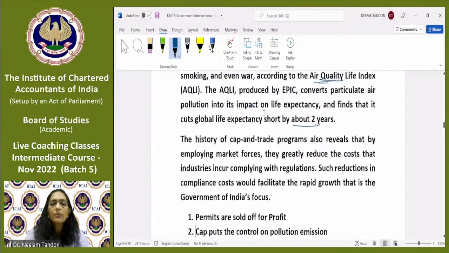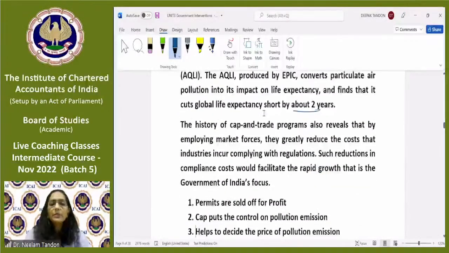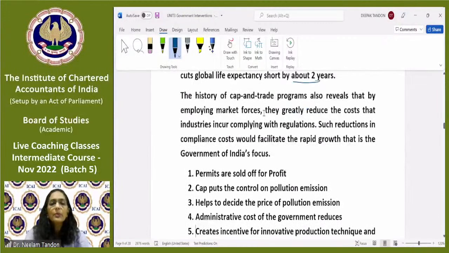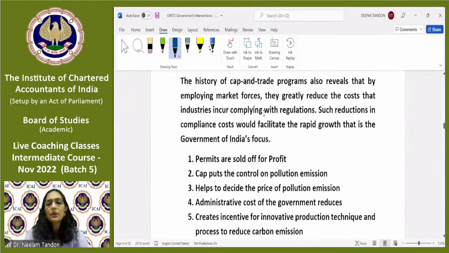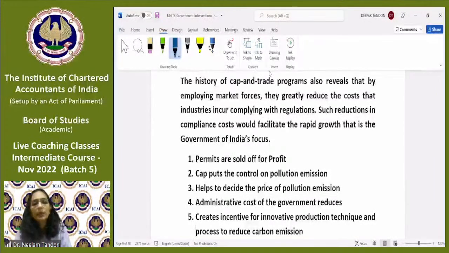So the cap and trade program helped government to overcome the problem of pollution in Surat by real-time monitoring and issuing permits. These permits are tradable and they have a cap fixed, upper limit fixed. That is why it is known as the cap and trade program. Okay, so permits are sold off for profit. Those green firms will sell it for profit. To whom? To pollutant firms. They gain and they lose.